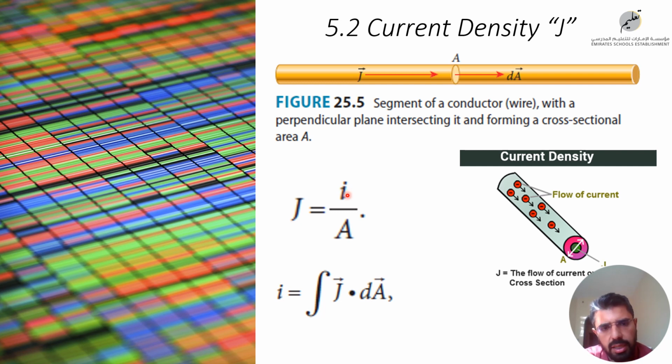It's equal to the current I over the capital A. What do you mean by A here? It's the area. It's not the ampere. Please don't be confused between these two A's. Okay, so in this equation we have two A's.